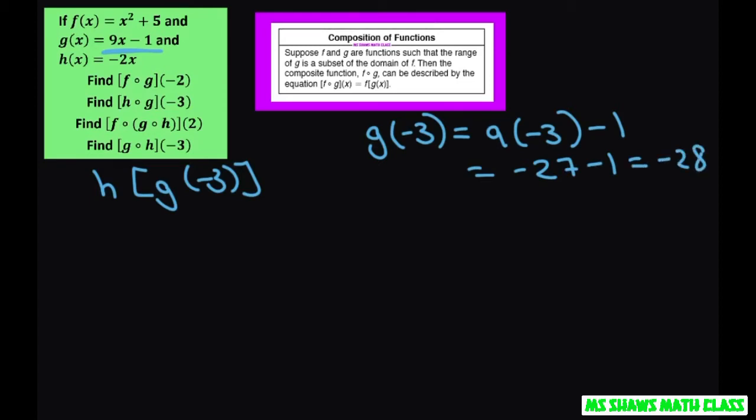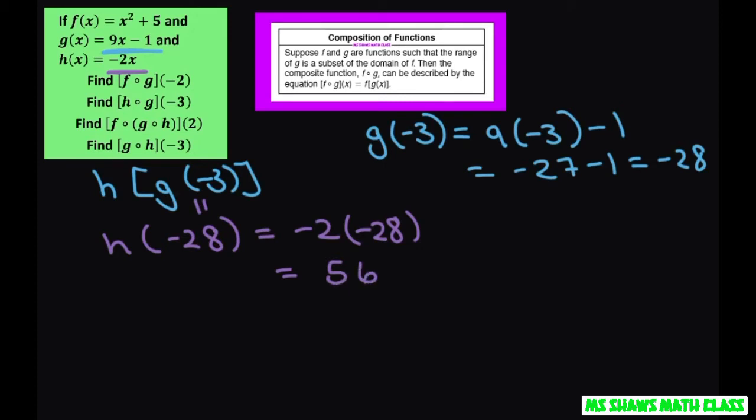All right, so we're going to plug in negative 28, because that's what that equals. Now find your h. So we write negative 2x, and we're going to substitute negative 28. And that's going to equal 2 times negative 28 is going to be positive 56.